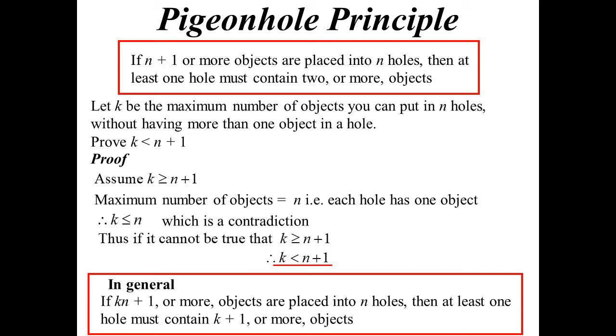To generalise this, if Kn+1 or more objects are placed into n holes, n pigeonholes, n categories, call it what you will, then at least one of those holes must contain K+1 or more objects. Because if I had Kn objects, you could distribute them evenly and each hole would have K. So if I've got Kn+1, then one of those must have at least K+1 objects. That's what that's basically saying.